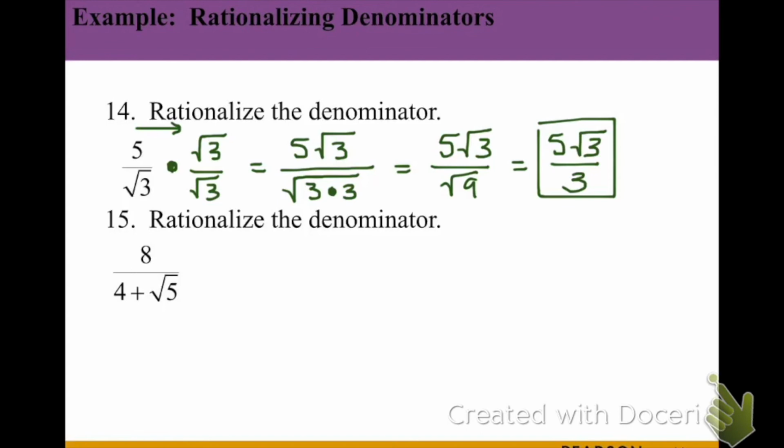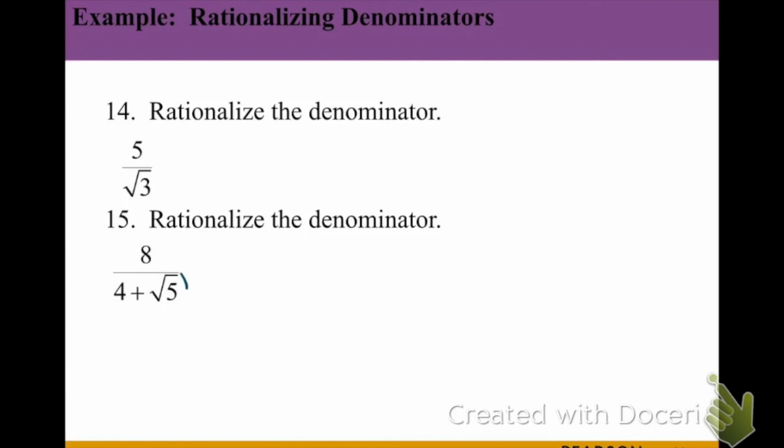If we look at our next example, we notice we have two terms in the denominator: 4 plus square root 5. In this case, we can't just multiply both the numerator and the denominator by the square root of 5, since it is two terms. This is the case where we're going to have to use conjugates. The very first thing we're going to do is put the denominator in parentheses. And then we're going to multiply both the numerator and the denominator by the conjugate, which is just flipping the sign of what was in the denominator. In this case, 4 minus square root 5.